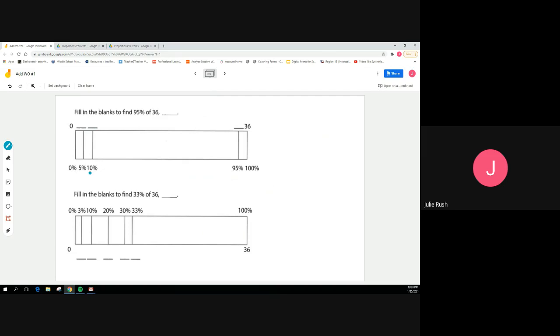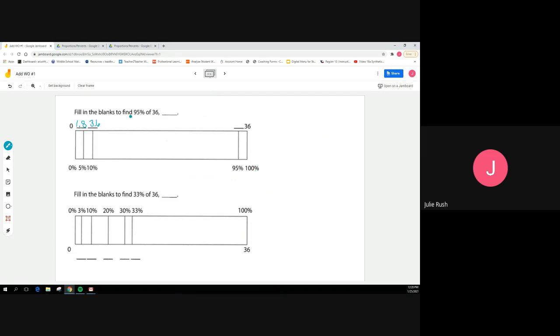I'm going to go straight to 10% because I just have to divide by 10, which means I'm just moving a decimal. So that's going to give me 3.6. And then to get to 5%, I'm going to take half of that. Well, I know that half of 36 is 18. So half of 3.6 is 1.8.